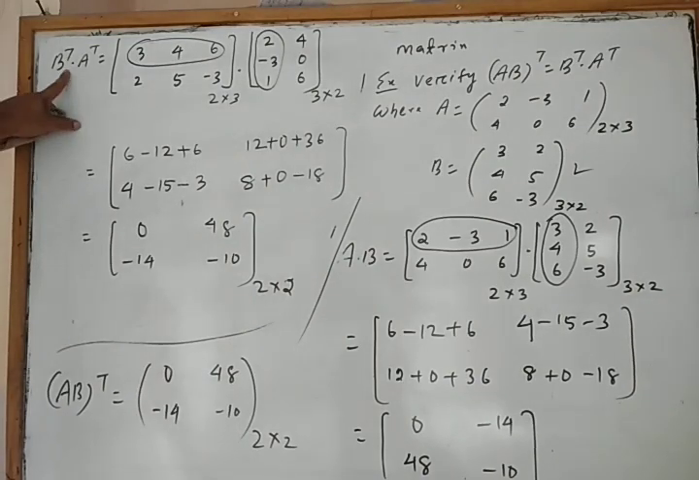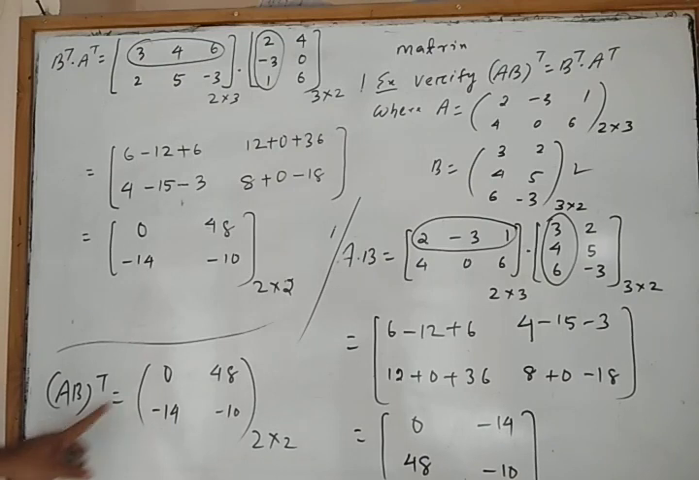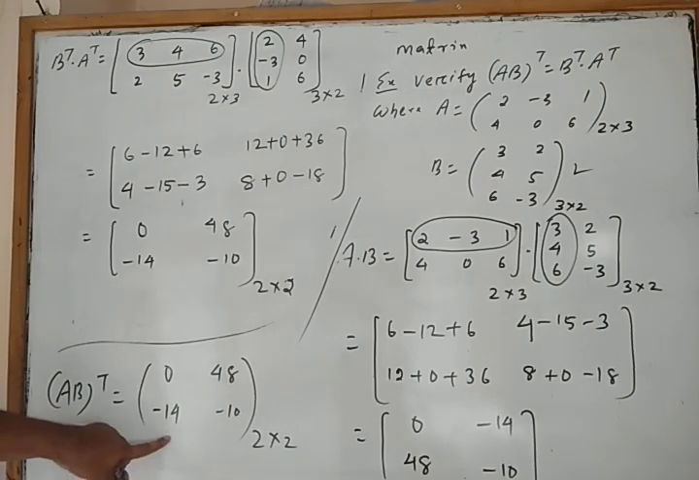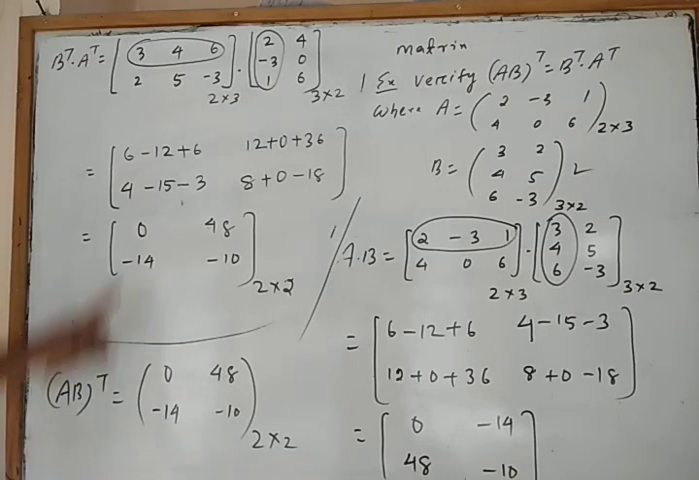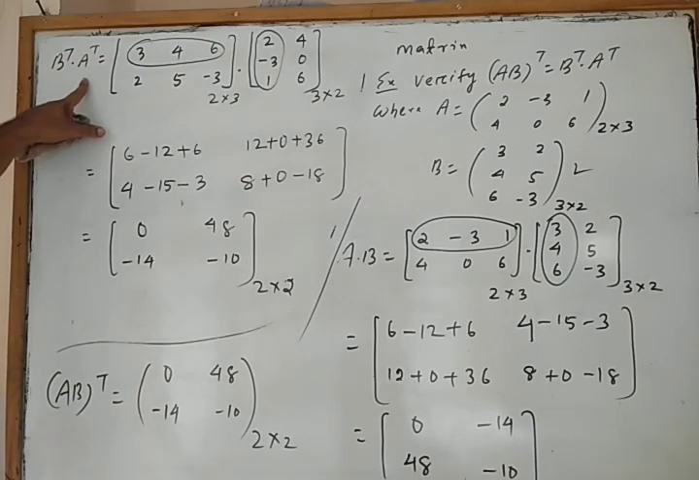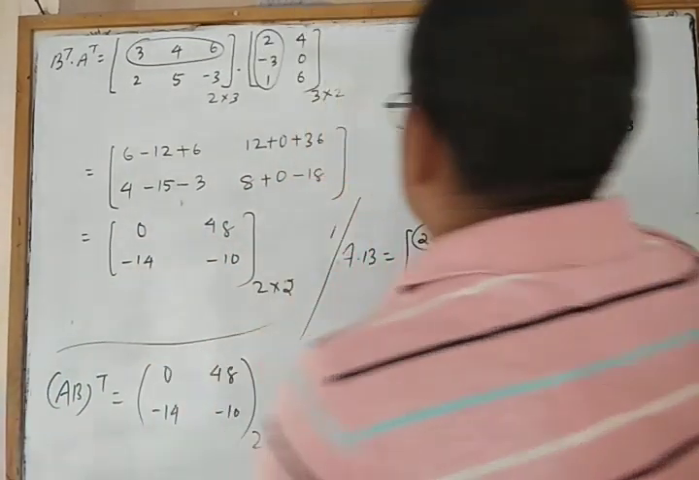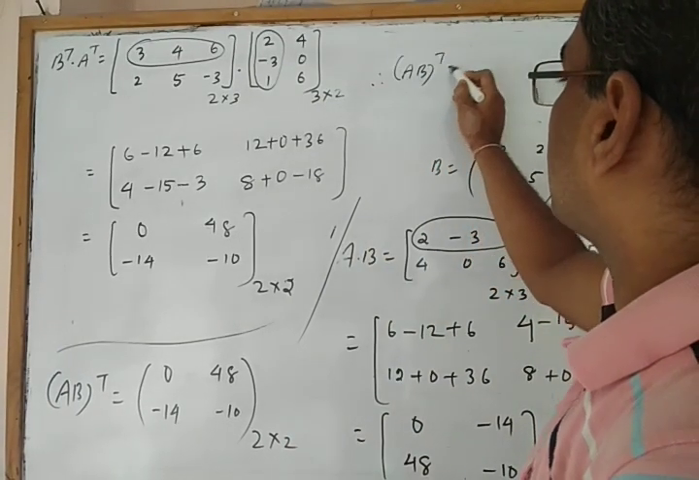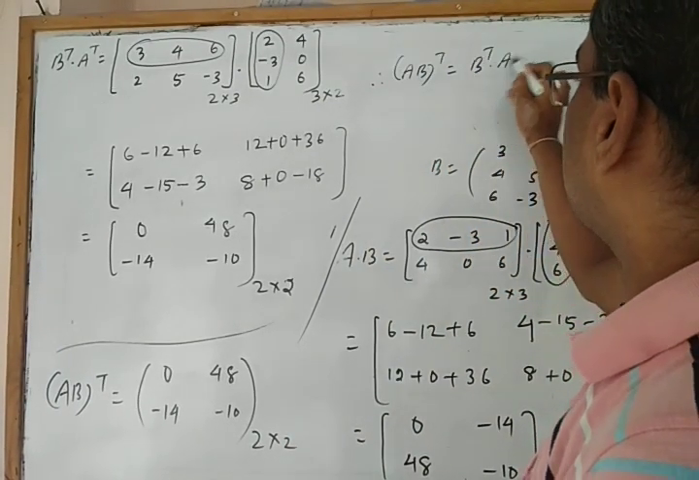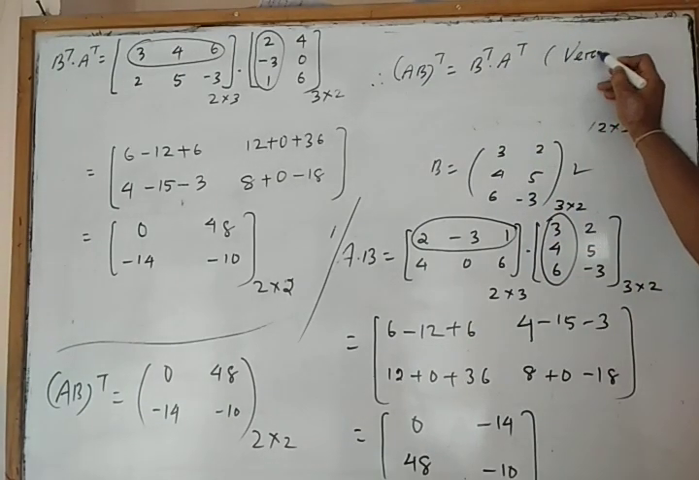So B transpose into A transpose is equal to 0, 48, minus 14, minus 10, and AB transpose is equal to 0, 48, minus 14 and minus 10. Therefore, AB transpose equal to B transpose into A transpose. So the reversal property is verified. Lastly you have to write this one. So therefore, AB transpose is equal to B transpose into A transpose. So this property is verified.